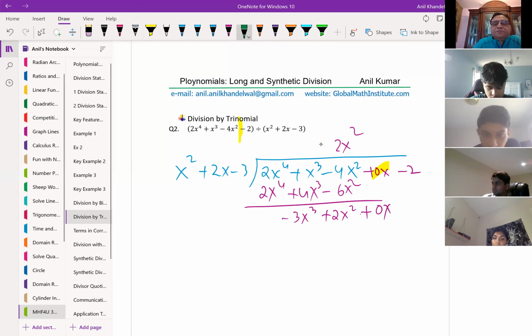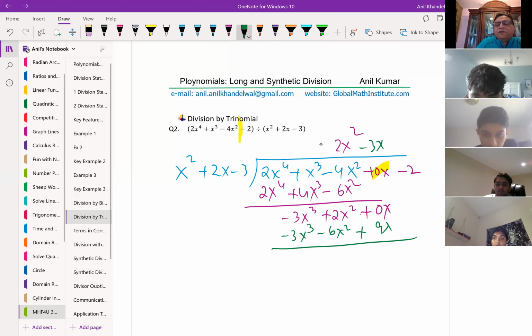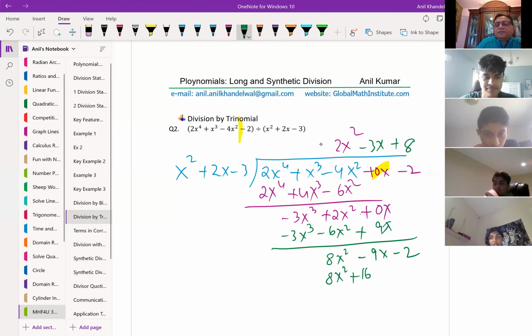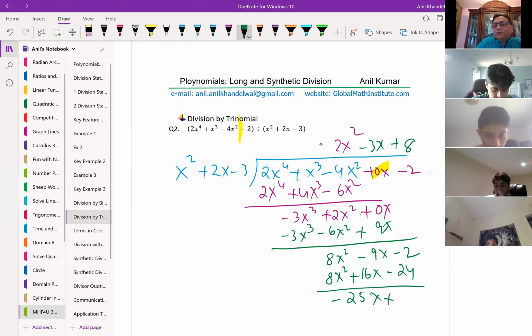Now what should be my next number? Tell me, Vishruta, can you tell me what is the next number in the quotient, please? -3x. You're right. So negative 3x will be my next term: negative 3x times x squared, negative 6x squared, and positive 9x. Perfect. When you take away, this becomes 8x squared, and this becomes minus 9x minus 2. And now I should get here 8, right? So we get 8x squared plus 16x minus 24. And what do I get here? I get minus 25x, and this gives me plus 22. Do you see that?